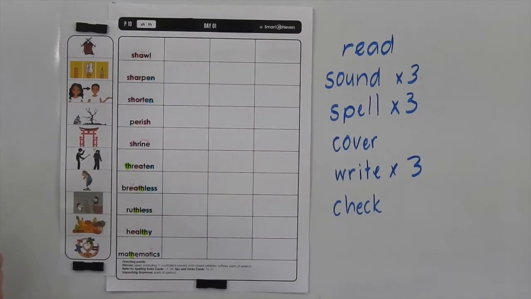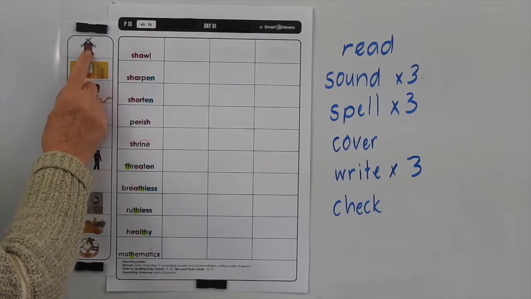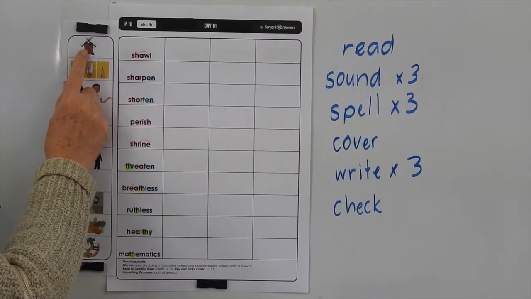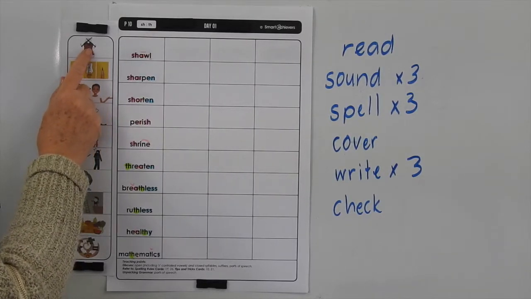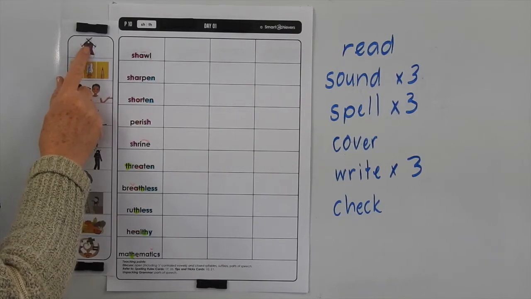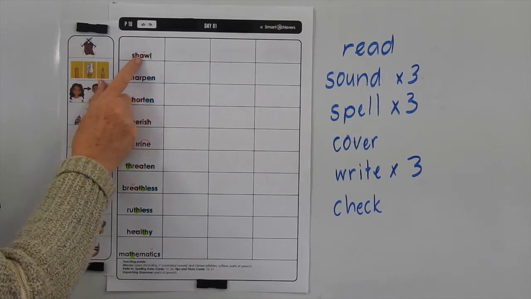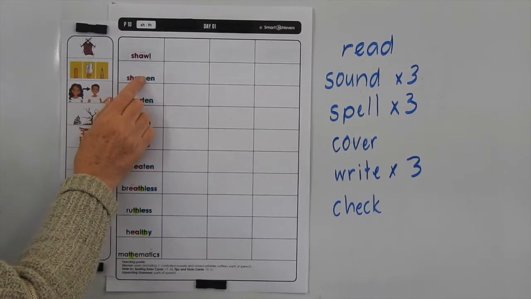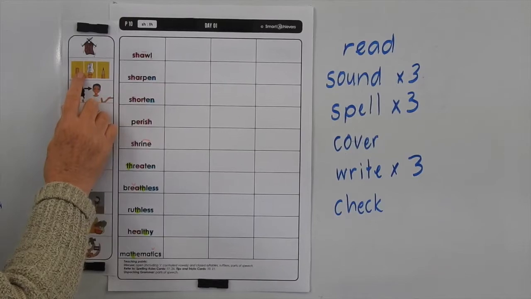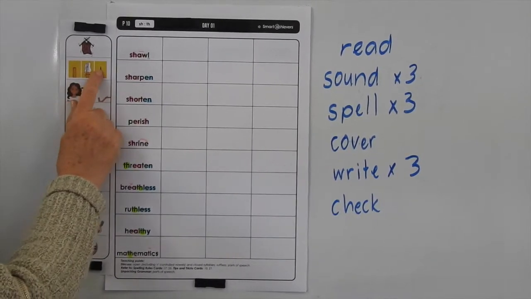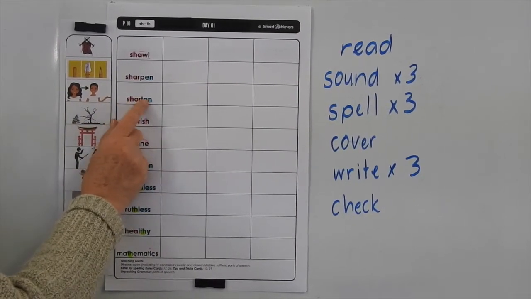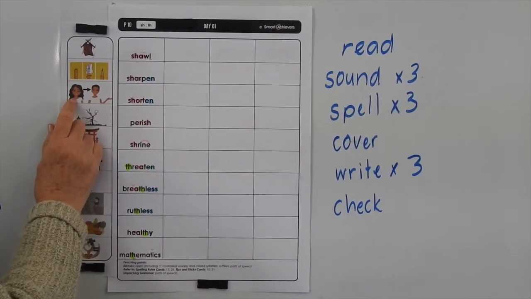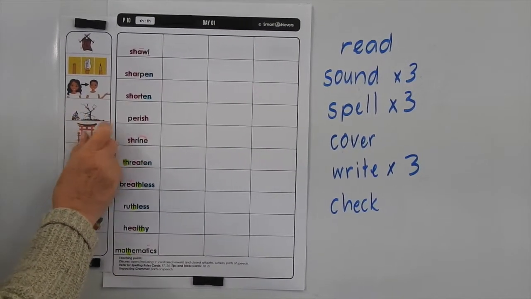We've got shawl, which is a material or a fabric that a woman may wear over her head or shoulders or around her to keep herself warm. And we can also use a shawl to wrap a baby in to keep it warm. Sharpen means to make or become sharper. So there's more of a point on it. Shorten is to make something shorter or less.